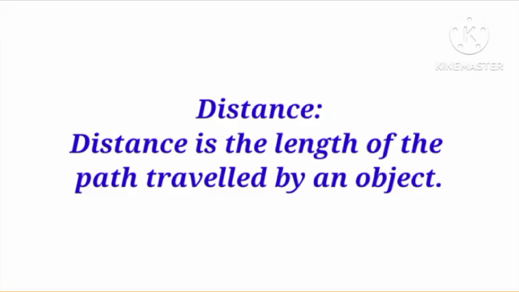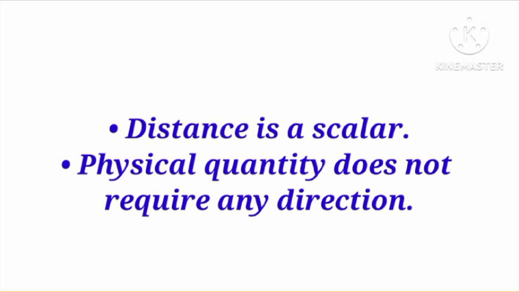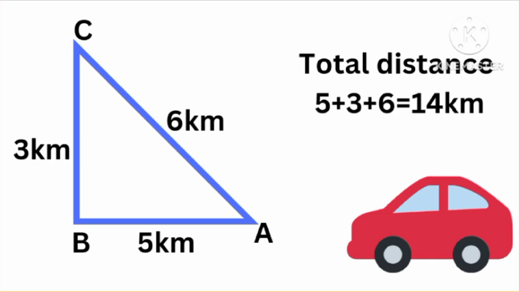Distance. Distance is the length of the path traveled by an object. Distance is a scalar. Scalar means a physical quantity that does not require any direction. In distance, there is no need of direction. Consider an example.